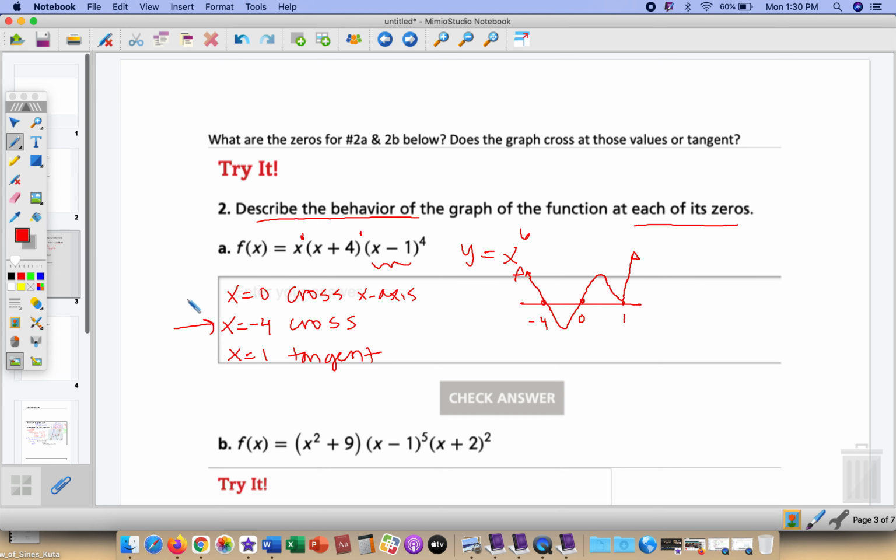How I got -4 is I set x plus 4 equal to 0 and solved. How I got x equals 1, I set x minus 1 equal to 0 and solved. Let's continue down.